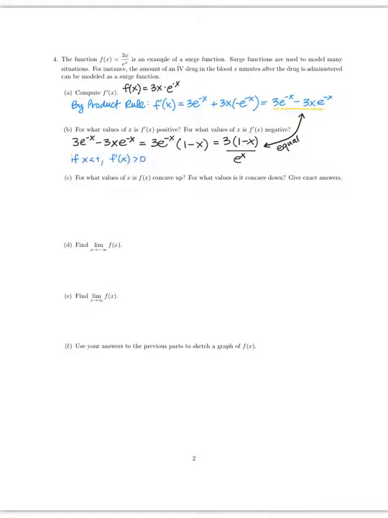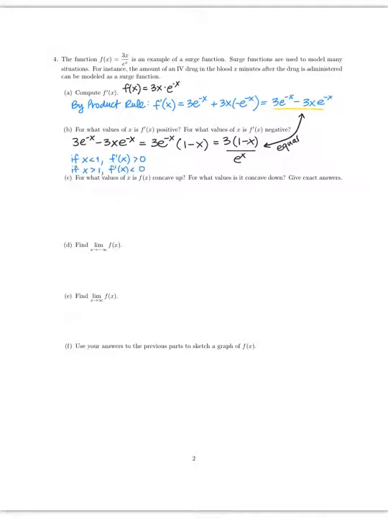Now, alternatively, if this little piece right here is negative, then it's going to make the entire numerator negative. And since the denominator is always positive, it will make the whole derivative negative. So that means that if x is greater than 1, the numerator will become negative, and so f prime itself is going to be negative as well.